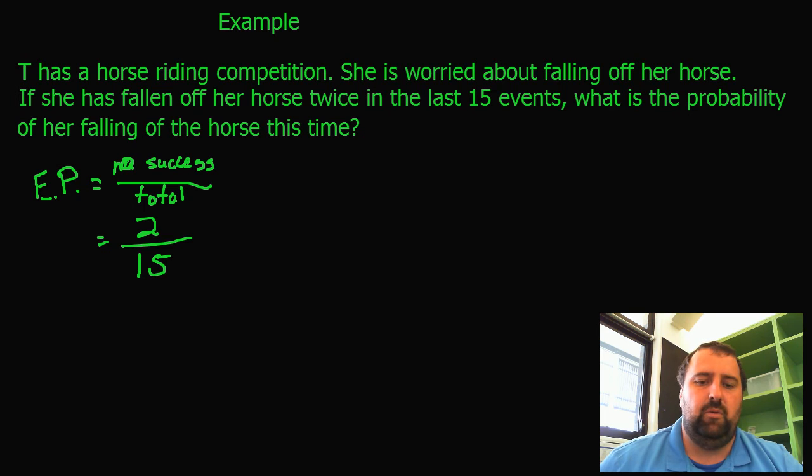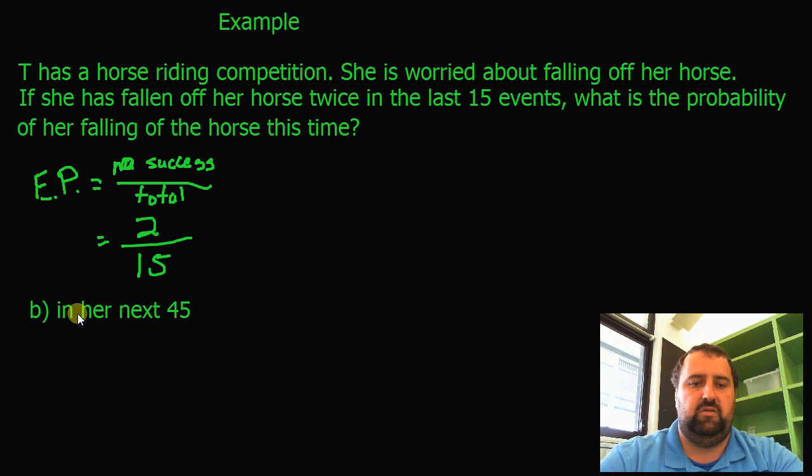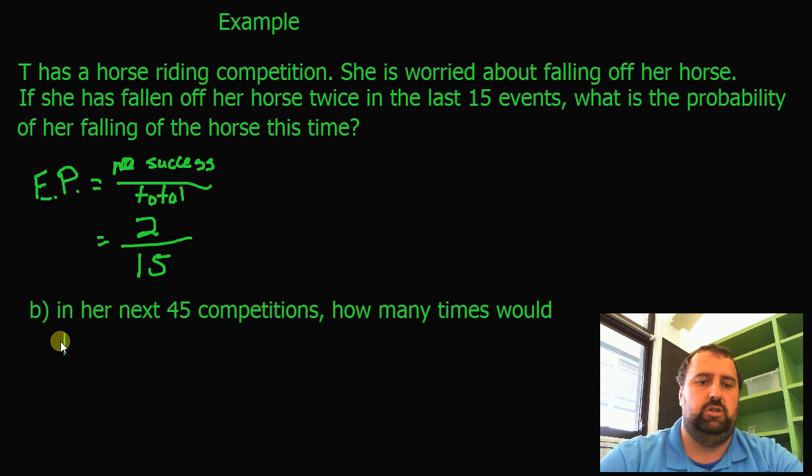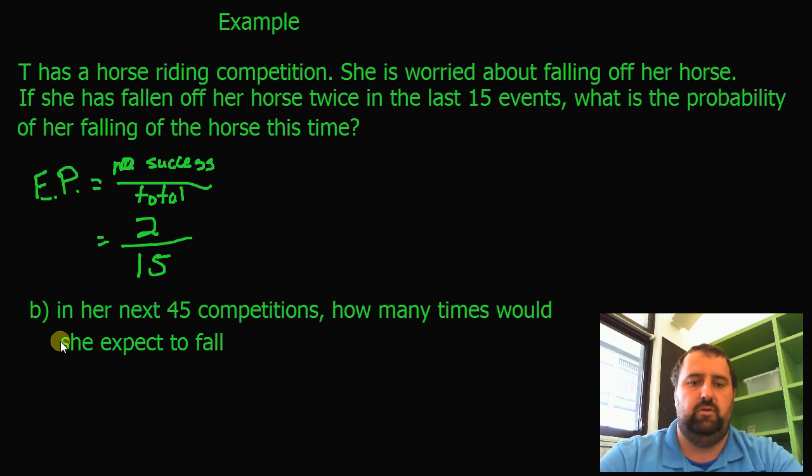One other thing that we can do is we could actually figure it out over lots of different events. So what about if another question said, in her next 45 competitions, how many times would she expect to fall off?